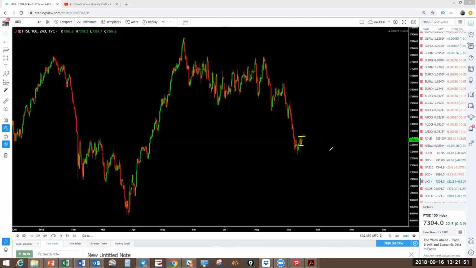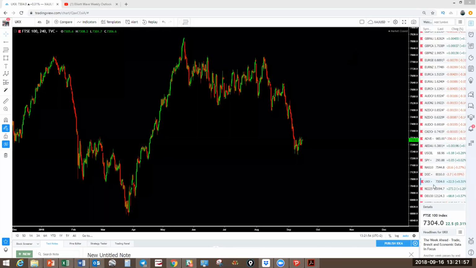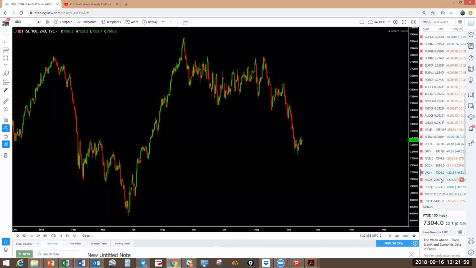This may be supported by the other indices. That is UK 100 or the FTSE. Then the DAX or the NIKKEI first. Let's start with the NIKKEI.